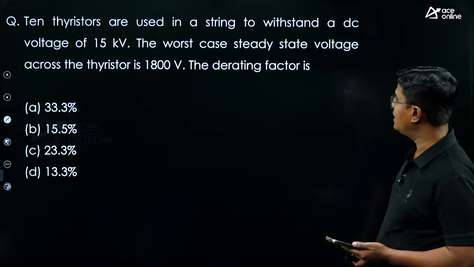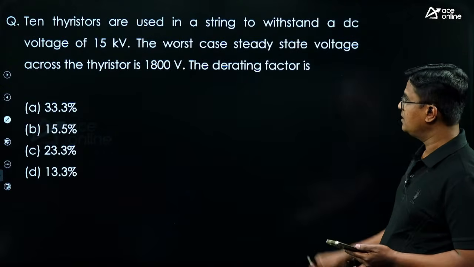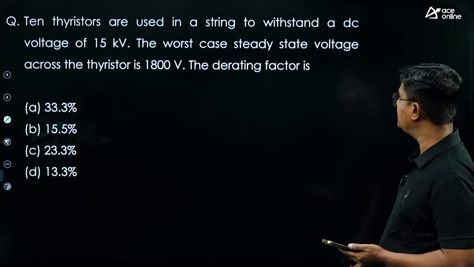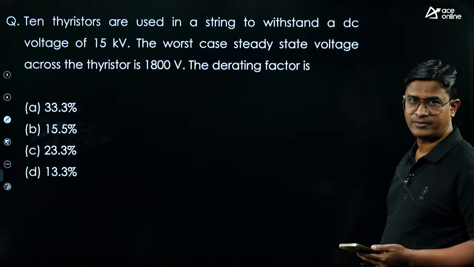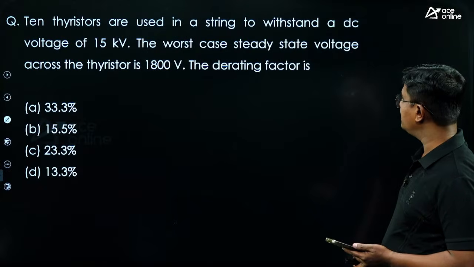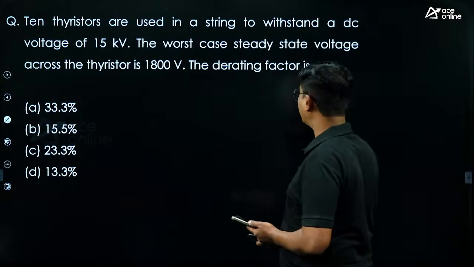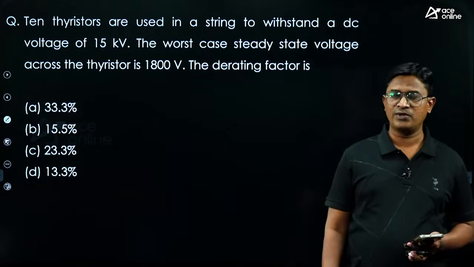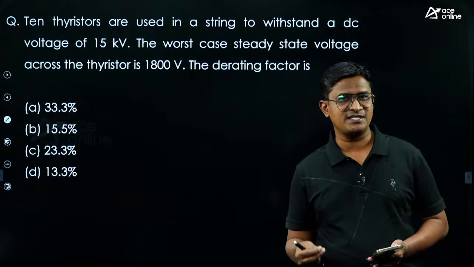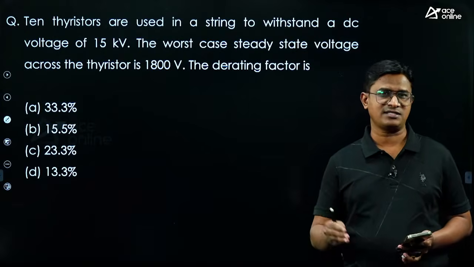So this question is related to the voltage blocking, that is a series connection of SCRs. 10 thyristors are used in a string to withstand a DC voltage of 15 kilovolt. The worst case steady state voltage across the thyristor is 1800 volt, and the derating factor they are asking. So in SCR, we are having the series connection of SCR and a parallel connection of SCR. This question is associated with the series connection, alright?